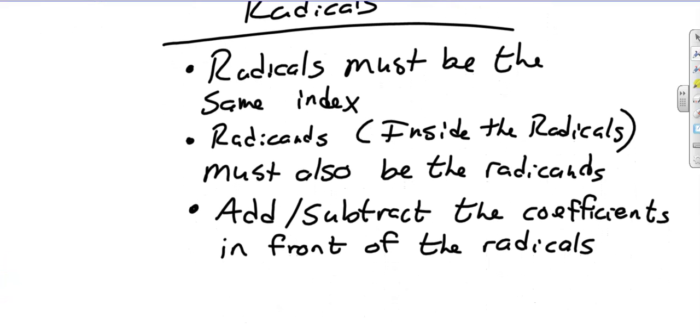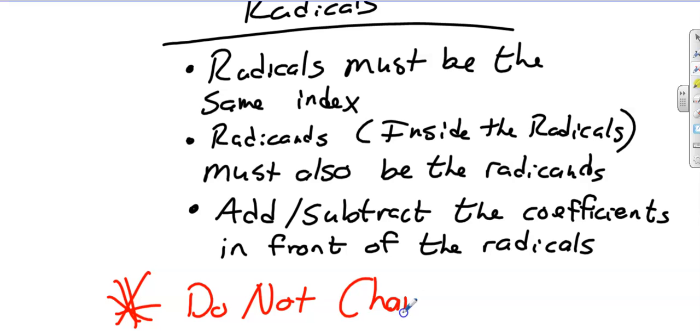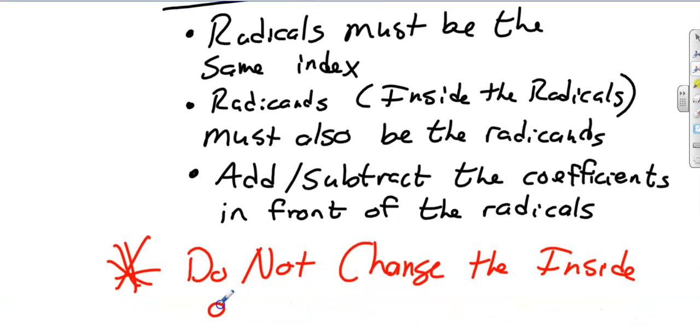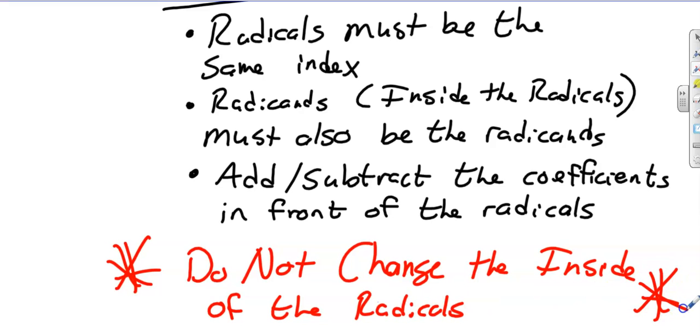Okay, but the big thing on this one is that when you do this, you do not change the inside of the radicals. The only thing you have to change is what's on the outside. If you want to think about it this way, every radical is like a variable. So if one's a square root of 5 and the other one's a square root of 6, it's like trying to add an x and a y together. It's like adding an apple and an orange.